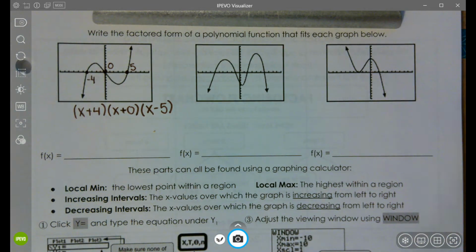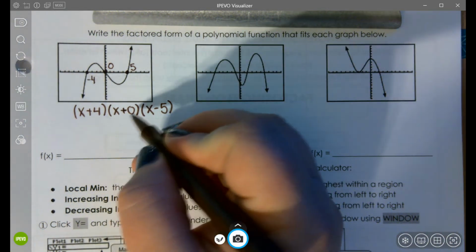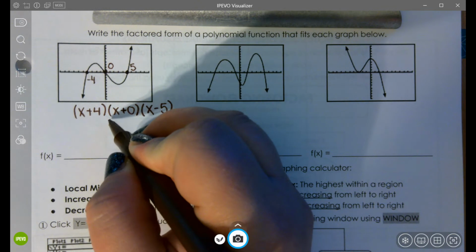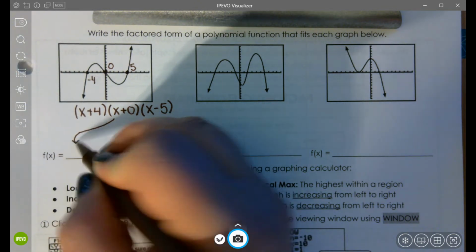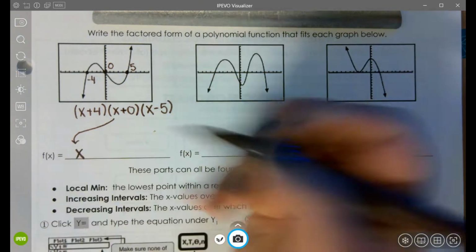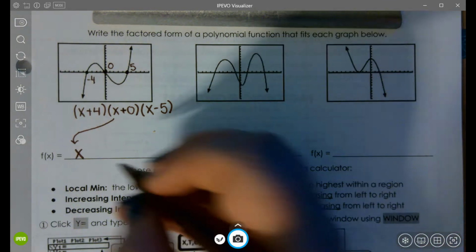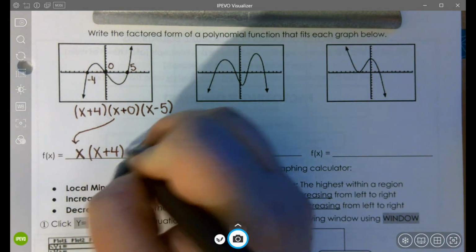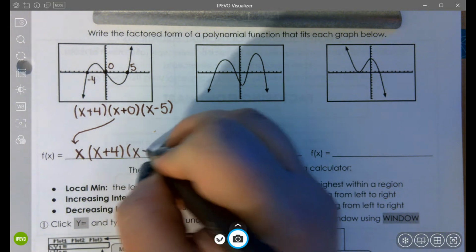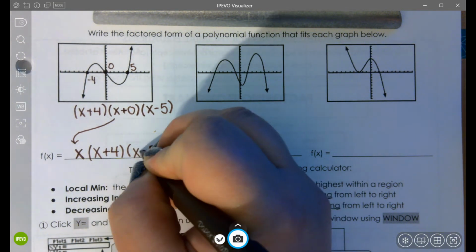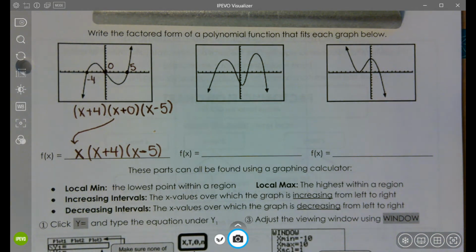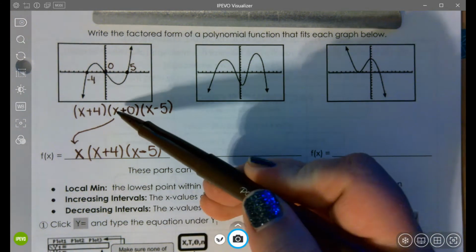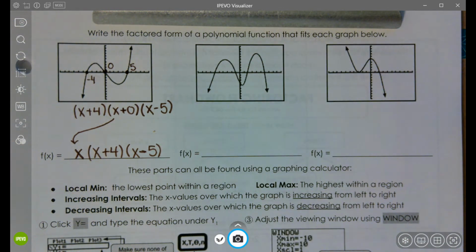The one thing I'm going to point out is that this technically doesn't need its own parentheses. What you can do instead is just leave it as x out front. And then x plus 4 goes next. And x minus 5 goes at the end. And it does not matter what order you write these in. I'm just simply saying you could leave out those parentheses so it looks a little bit simpler.